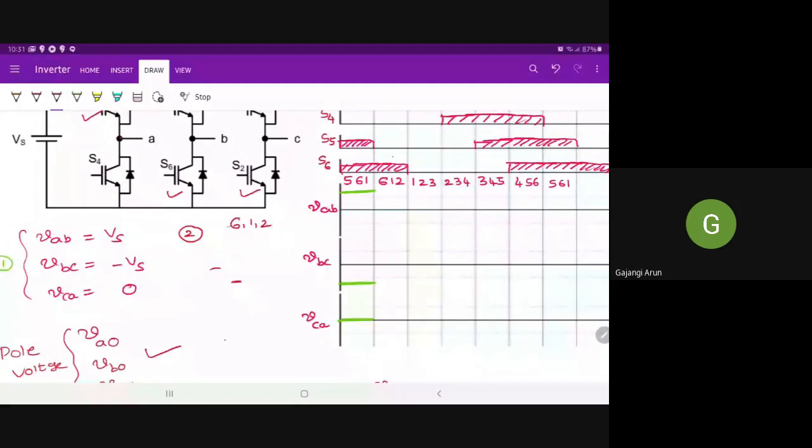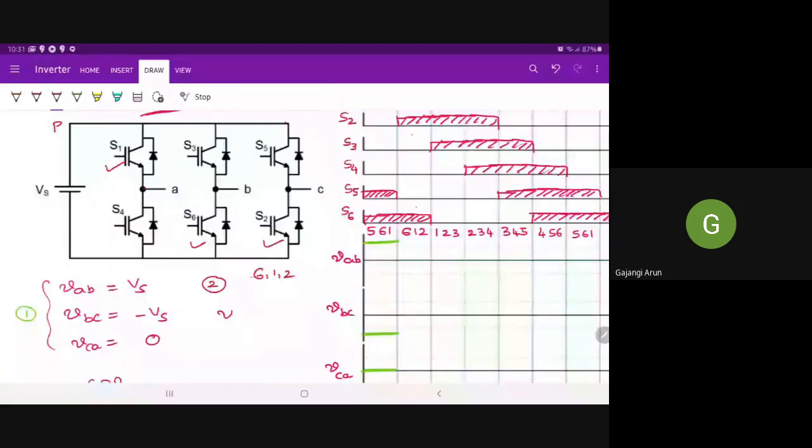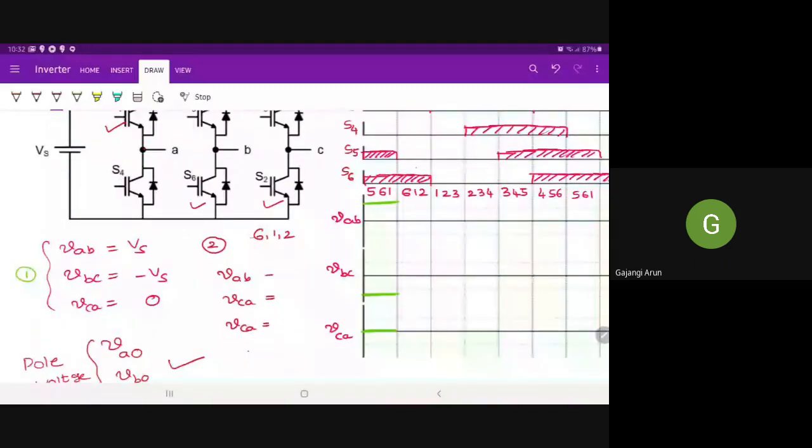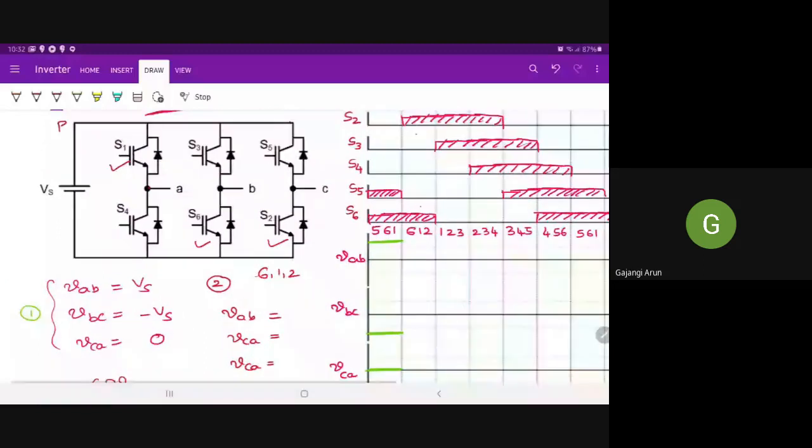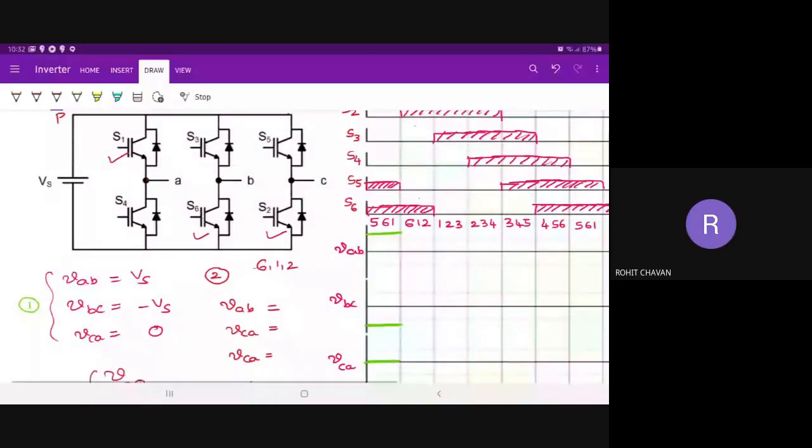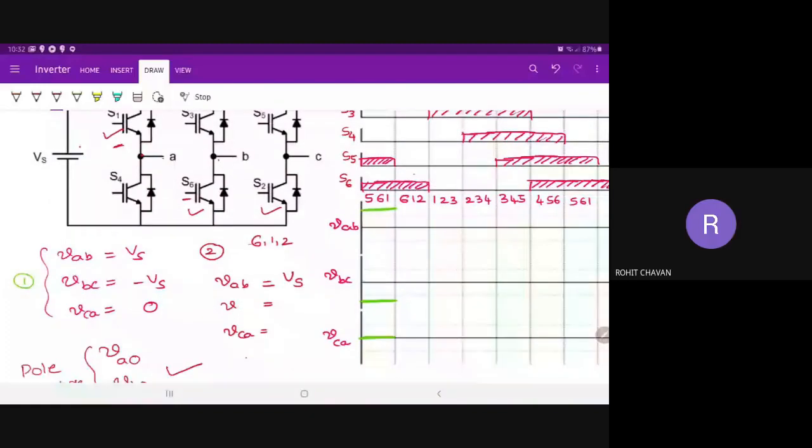So in 612, what is VAB, VBC, and VCA? What is VAB, when 6 is conducting? It is VS. S6 is conducting here and S1 is conducting, the same thing. A is connected to the positive and B is connected to the negative plate of the DC source. So this is VS. Now this is VBC. What is VBC?